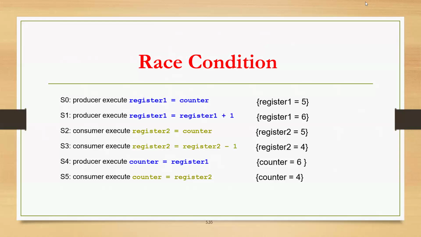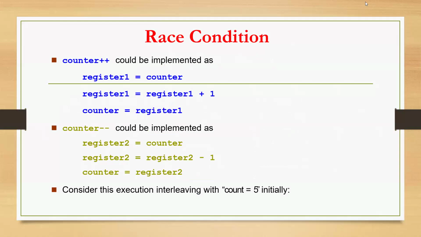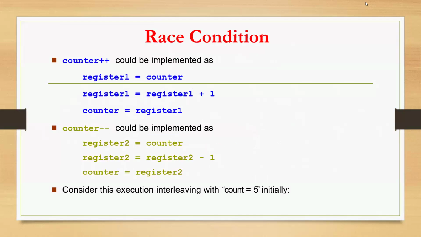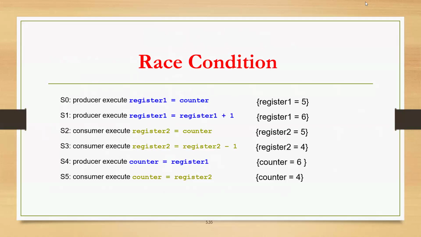Then the consumer executes register 2 equals counter. What is the value of counter initially? 5. So now register 2 equals 5. Then one item will be retrieved, so we have to decrement. So register 2 equals register 2 minus 1.